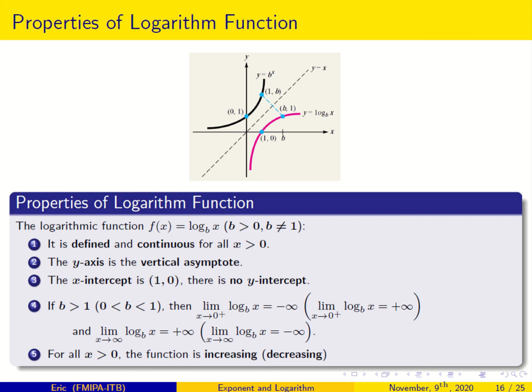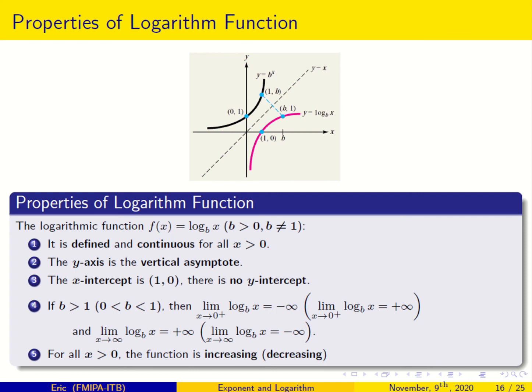So the logarithm function f(x) equals log x with base b, where b is greater than 0 and b is not 1, is defined and continuous for all x positive. Negative, no, because we are just reflecting y equals b to the x over y equals x. So the y-axis is the vertical asymptote. When x goes to 0 plus, it goes to minus infinity, when b is greater than 1. And as x goes to infinity, it goes to infinity also.